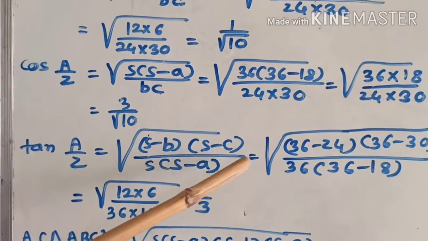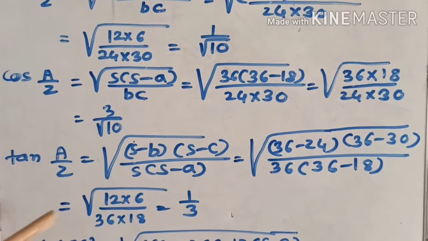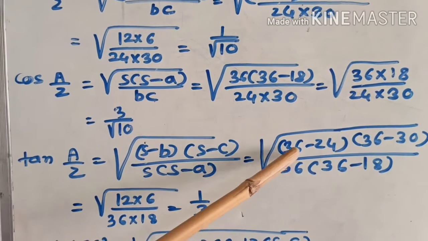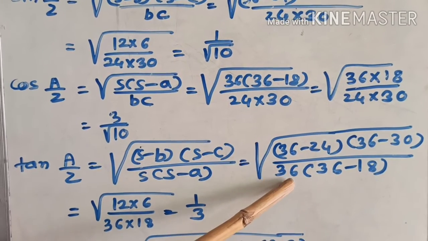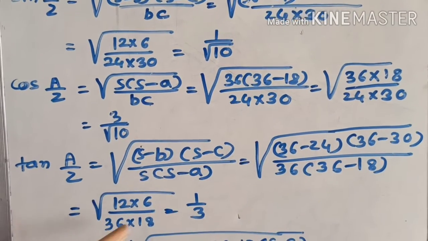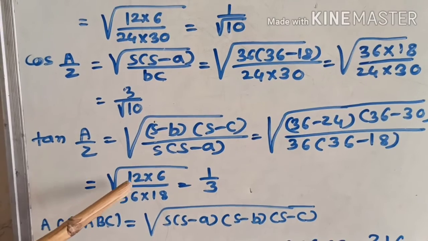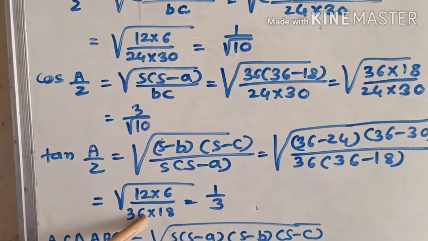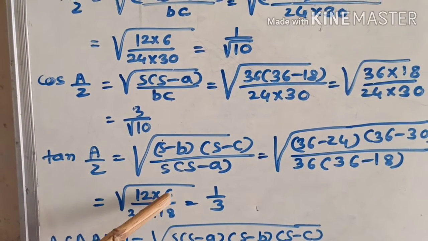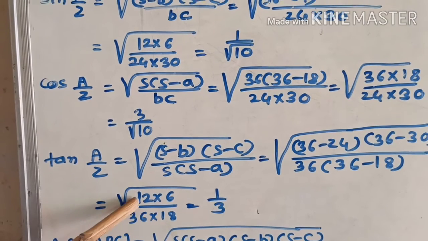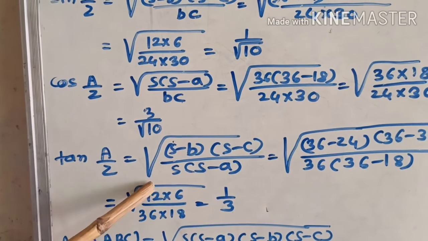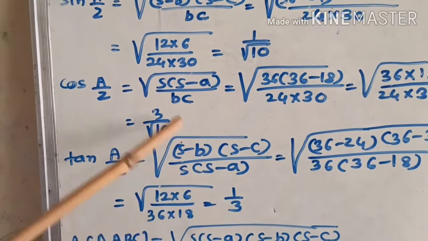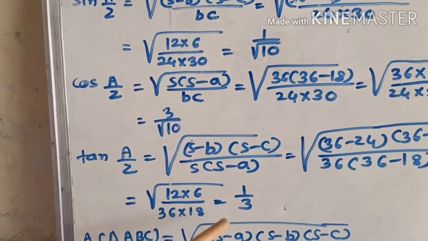Now tan A by 2: under root (s minus b)(s minus c) upon s into (s minus a). Put the value of a, b, c. Therefore we get (36 minus 24)(36 minus 30) upon 36 into (36 minus 18), under root 12 into 6 upon 36 into 18. So after simplifying we get 1 upon 3.